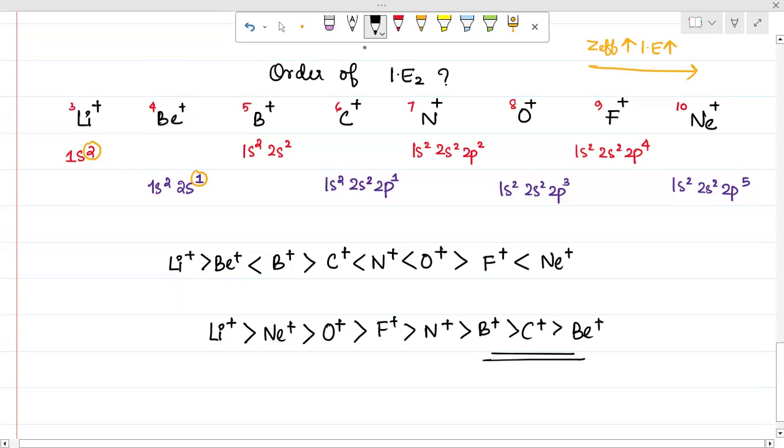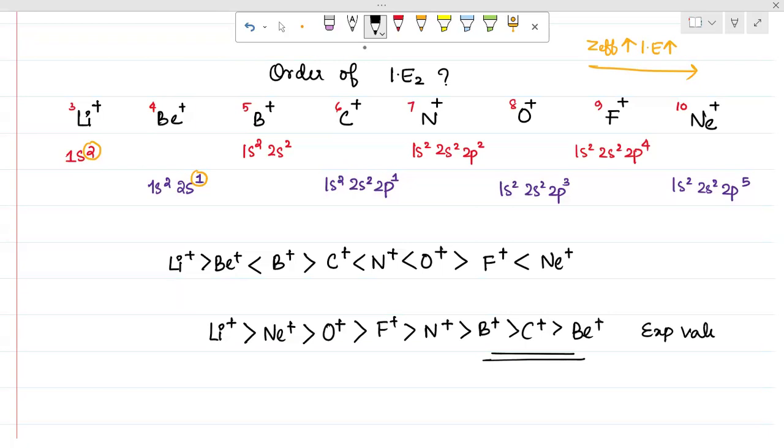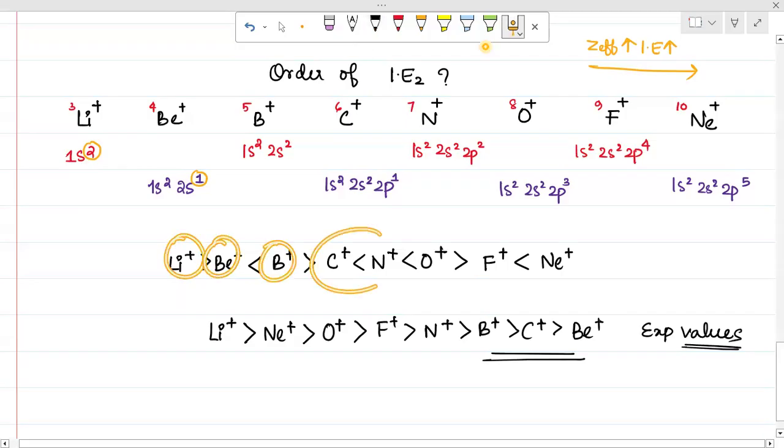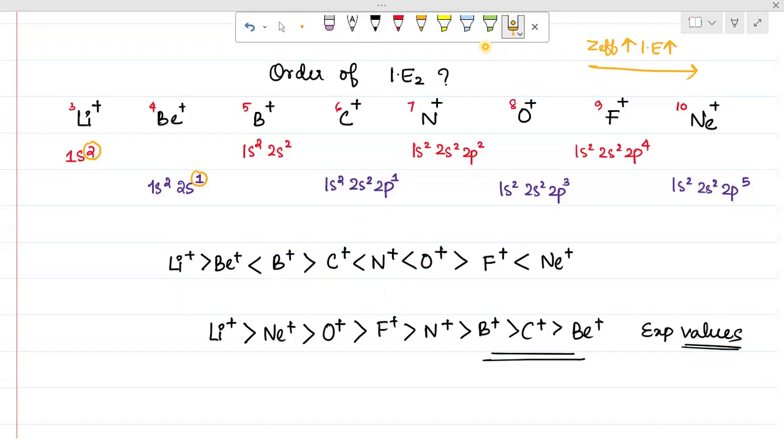I do understand that this might seem a bit tricky. This is based on the experimental values, but this is just to make you understand that all the priorities that we have written can be compared only between adjacent species, and not across. Okay, so this is the order. I don't think you will get such long questions. We'll do some questions based on which questions are asked.